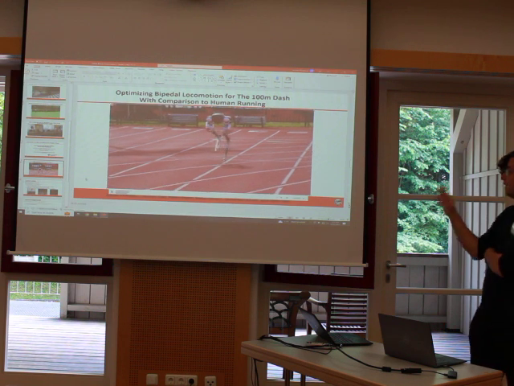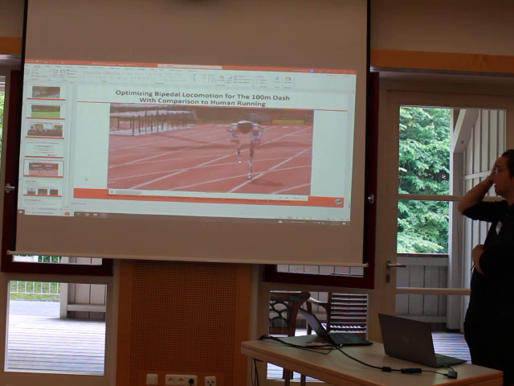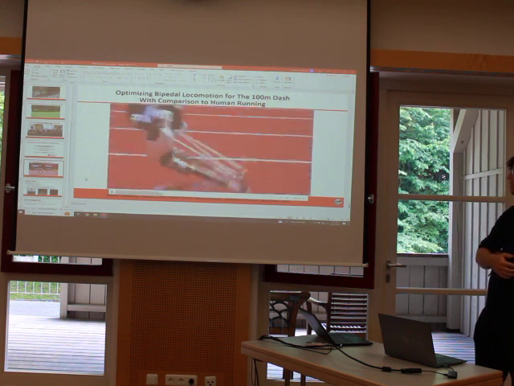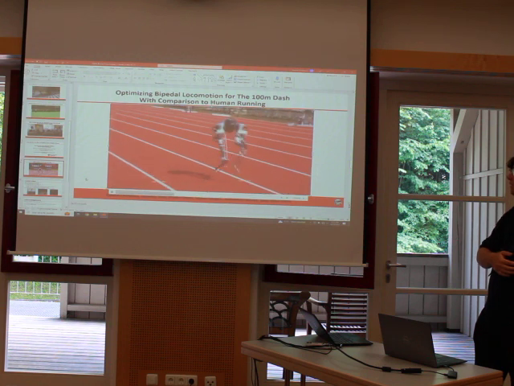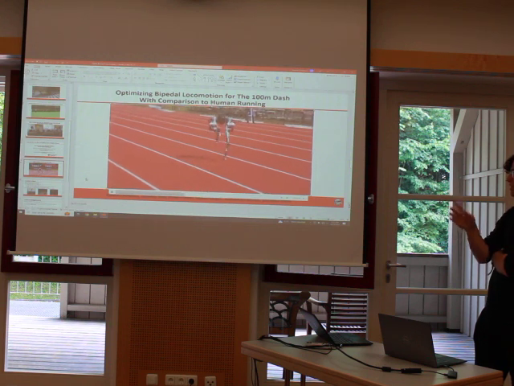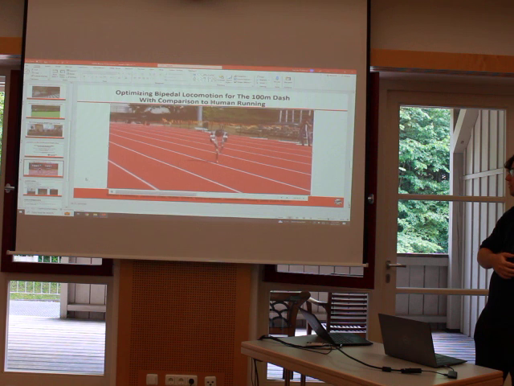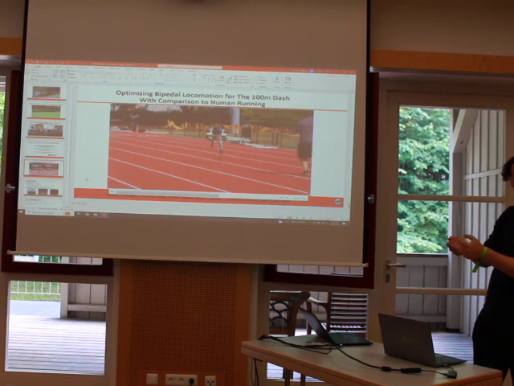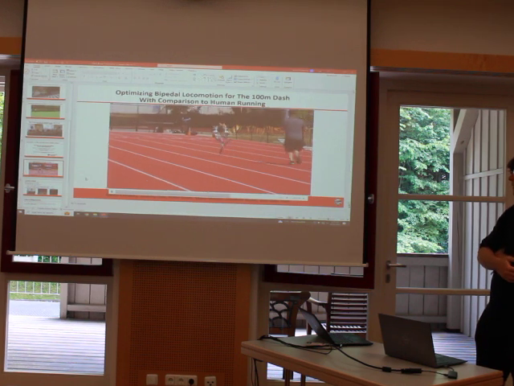So this is actually a practice run, so this is not the one that we shared on YouTube. This completes the 100-meter dash in just above 24 seconds. You can see there's some pretty significant aerial phase in its walking, and it's pretty natural looking, even if we're steering it with a joystick.